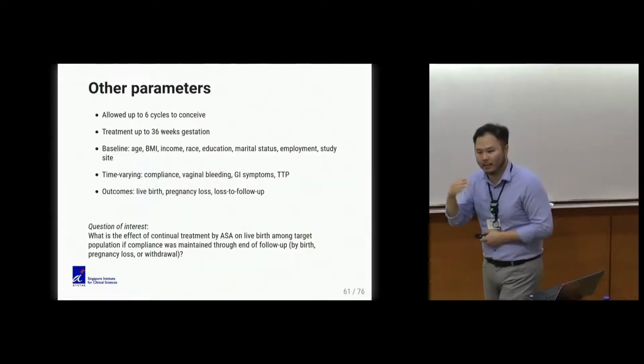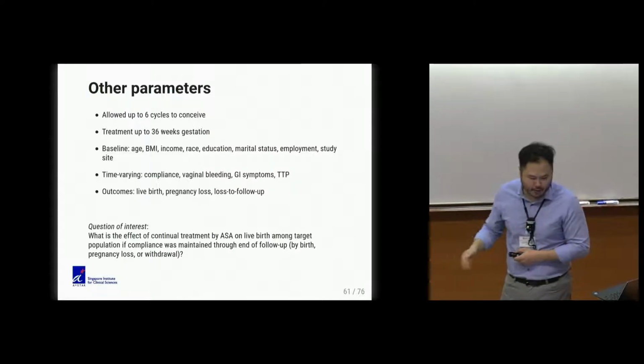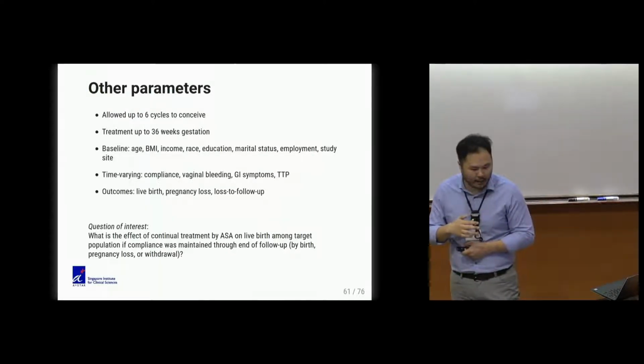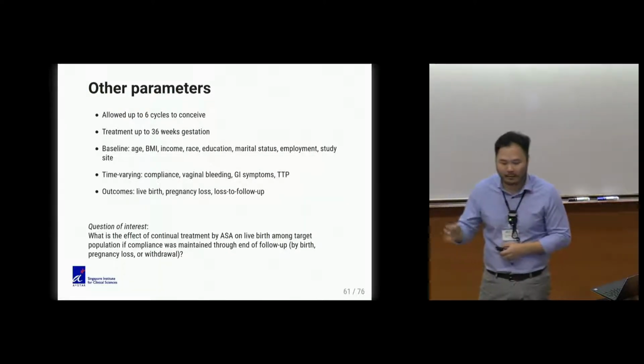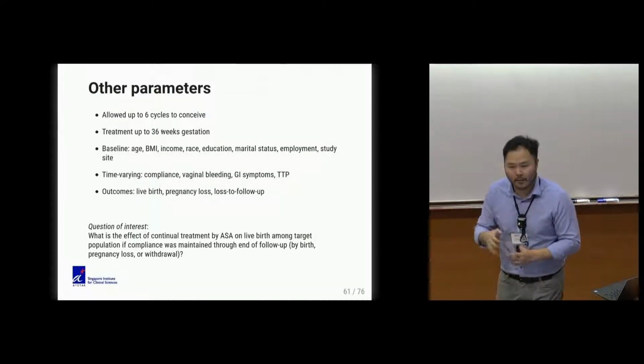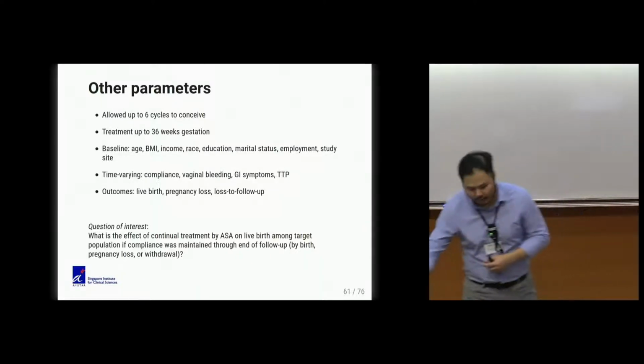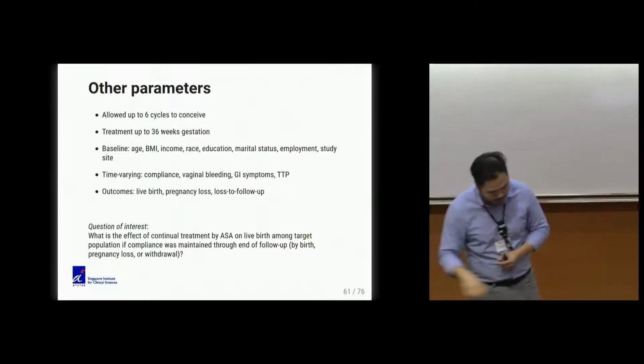You get randomized to this, you continue to treat amongst this target population if we could retain compliance through the end of follow-up. So the end of follow-up doesn't necessarily have to mean live birth. It could also mean pregnancy loss or loss to follow-up. So as long as you stay on the treatment for as long as they're being followed up, what is the effect of treatment on this particular outcome, live birth?